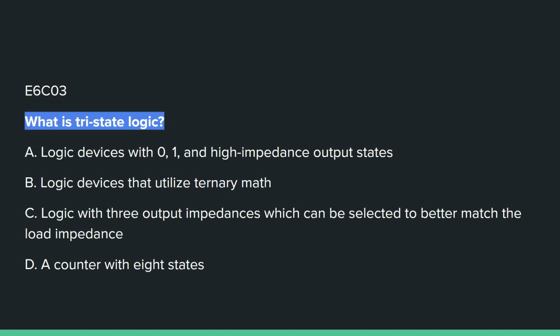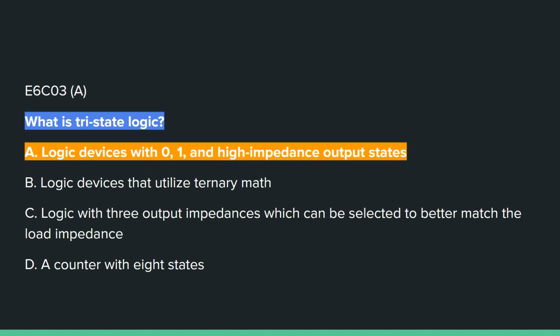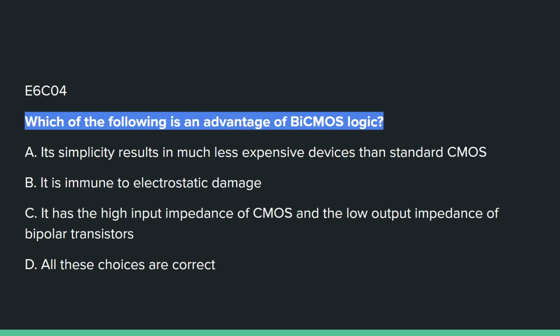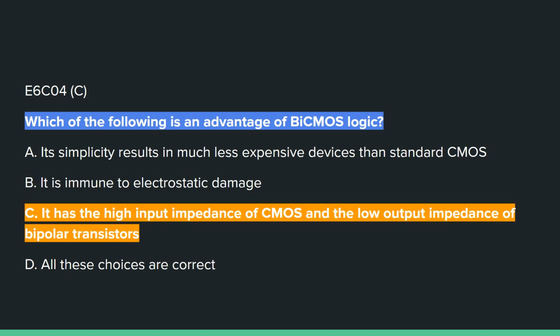E6C03, what is tri-state logic? A, logic devices with 0, 1, and high impedance output states. E6C04, which of the following is an advantage of bi-CMOS logic? C, it has the high input impedance of CMOS and low output impedance of bipolar transistors.